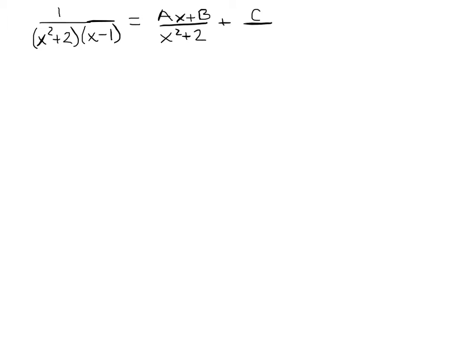So let's just look at what would have happened if we had 1 over, let's do x squared plus 2. Remember, before I had x plus 2. So if you had a fraction like this, you would want to break this into ax plus b over x squared plus 2, and then another quantity c over x minus 1.